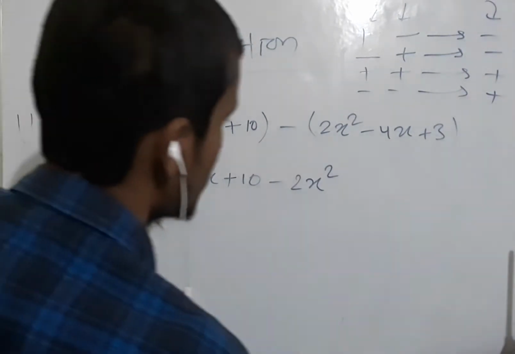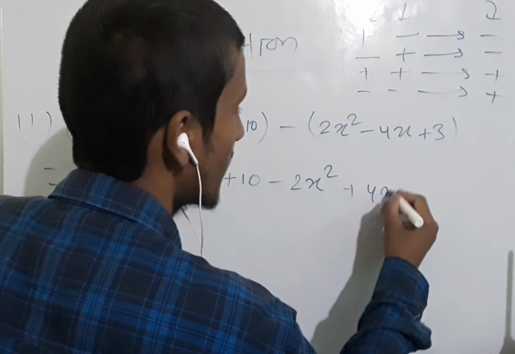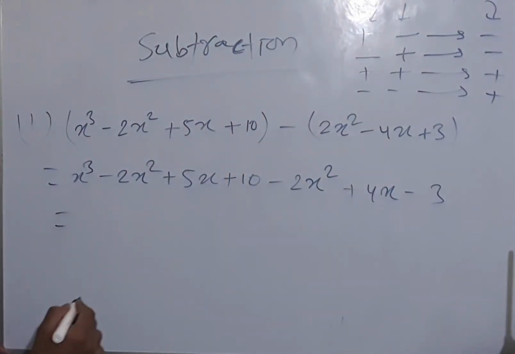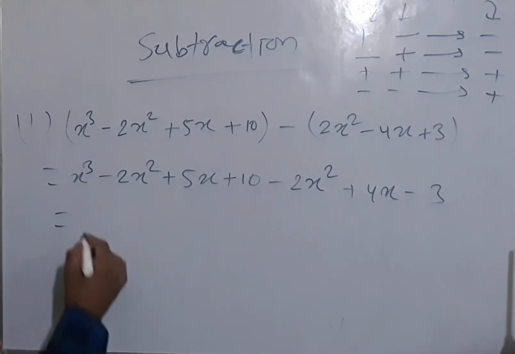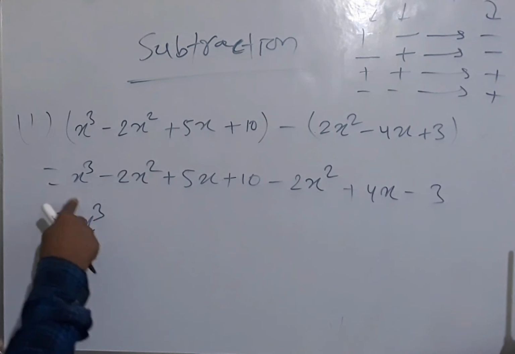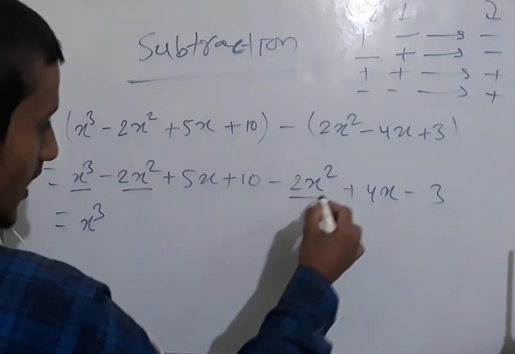So let's now deal with this. Minus minus becomes plus, so plus 4x, minus plus minus 3. Now the next step will be to identify the like terms. So this will be as it is, because there is no like term for x cubed. We have these two like terms.